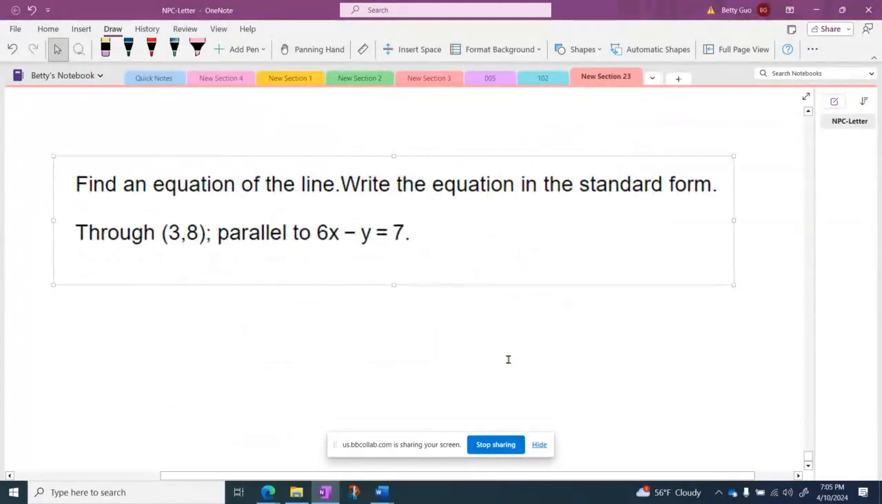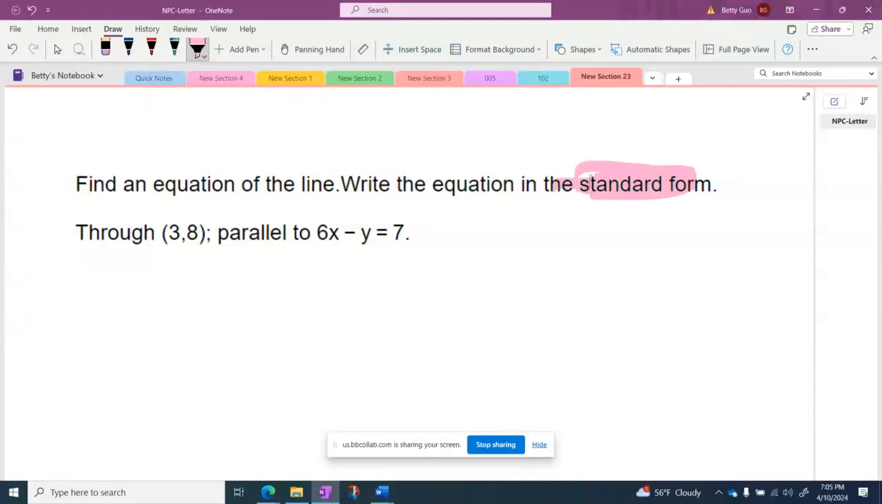Find an equation of the line. Write the equation in the standard form. We must pay attention to the requirement. A lot of times, the question requires us to write in the slope-intercept form, right? But not always. We really have to pay attention and read the question.